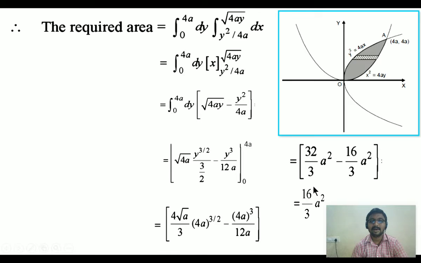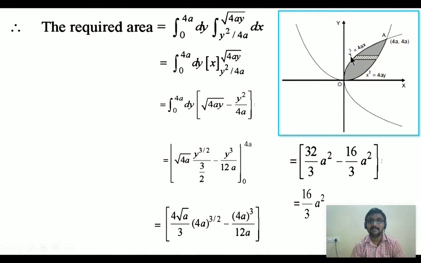So it is the required area bounded by the two parabolas. The two parabolas are y square equal to 4ax and x square equal to 4ay. So simply we can find the required area.